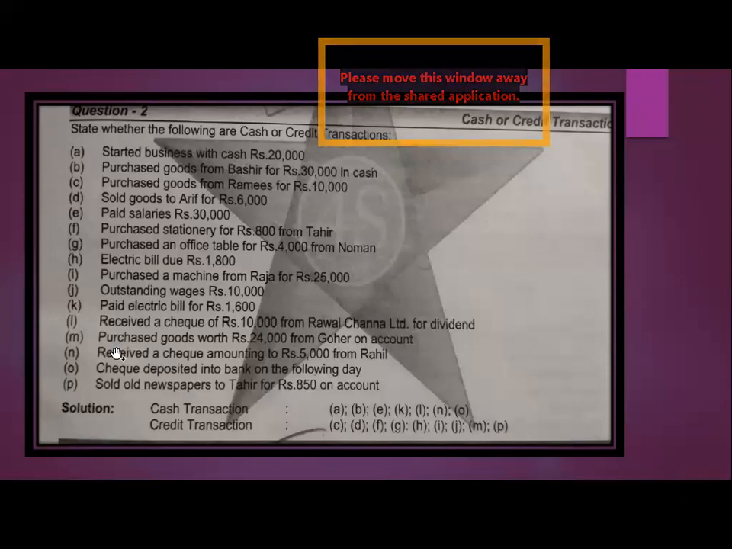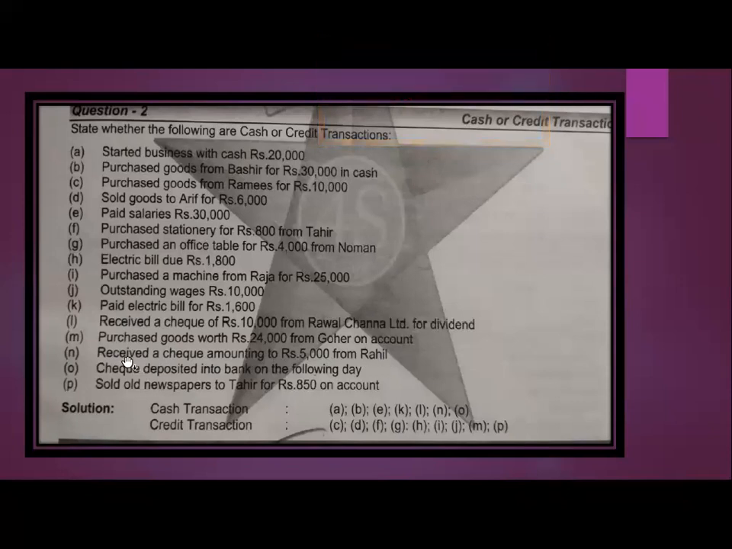Then we have received a check amounting ₹5,000 from Rahil. हमने एक चेक रिसीव किया है. हमारे पास कैश आएगा, डेफिनेटली चेक रिसीव करेंगे तो आपके पास पैसे आएंगे, कैश ट्रांजेक्शन है.